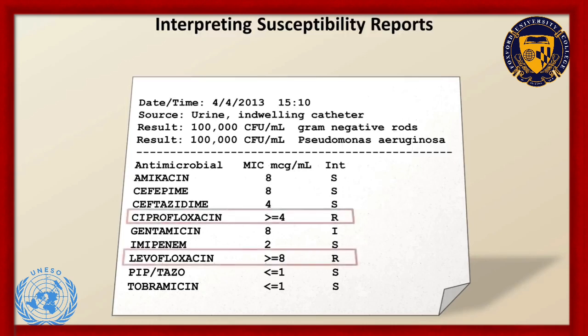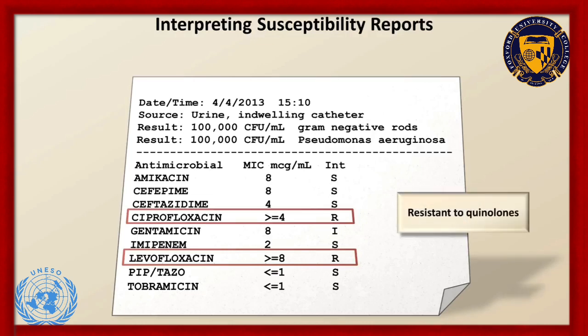First, the patient has MICs listed for Cipro and Levo that are greater than or equal to some number, which is then interpreted as resistant. So obviously the Pseudomonas is quinolone resistant. The reason for the greater than or equal sign is because the lab, or machine if using an automated system, realizes that there is no reason to identify the exact MIC once it's been established to fall into the resistant category.